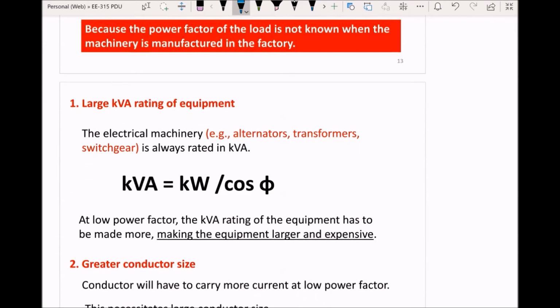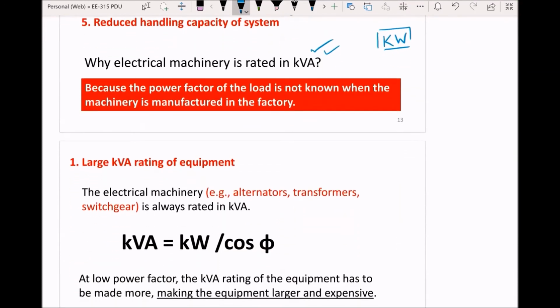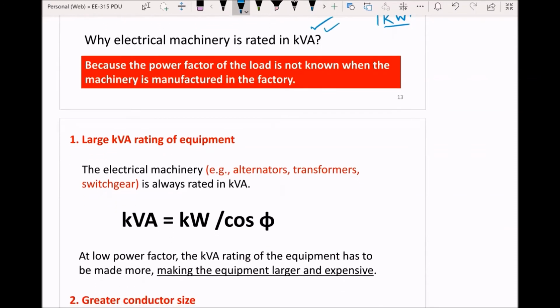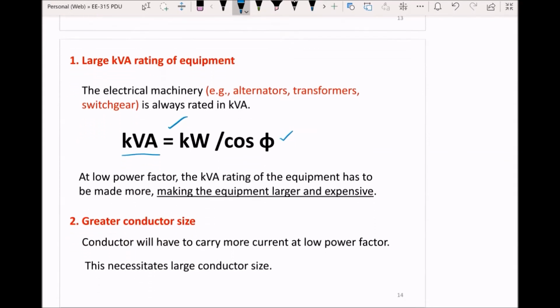So if we talk about the first disadvantage of the lower power factor, the first one is the large rating of the equipment. From the expression of the power factor, it means that the kVA rating of the transformer or generator increases for the load with lower power factor. So with low power factor, cos phi is inversely proportional to the kilovolt ampere, so the overall size or the rating will be increased.